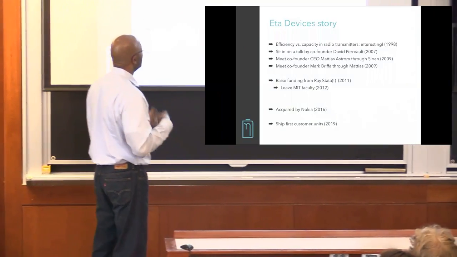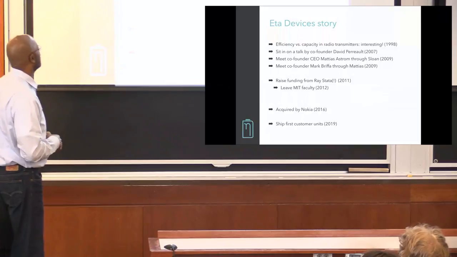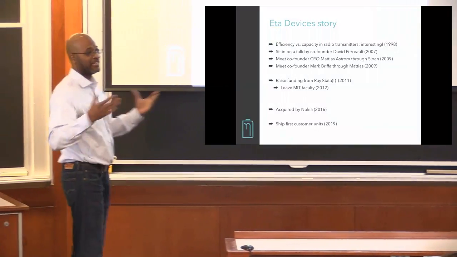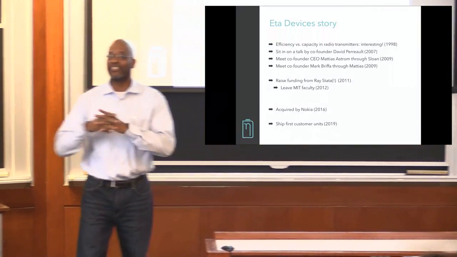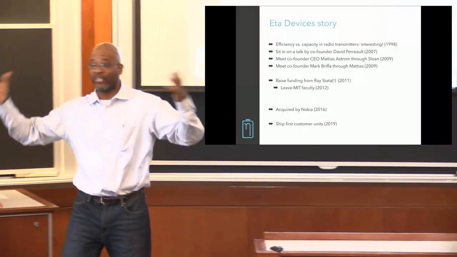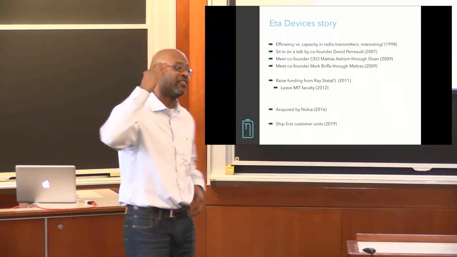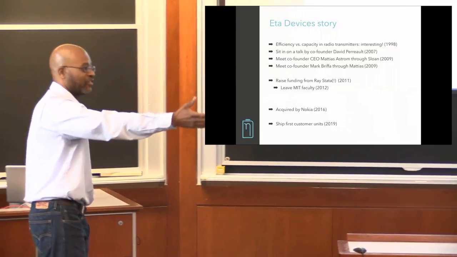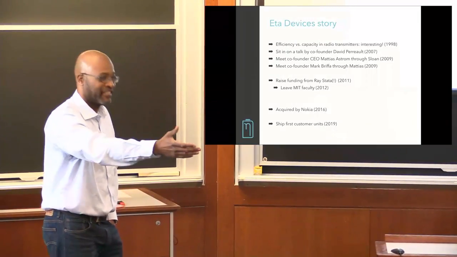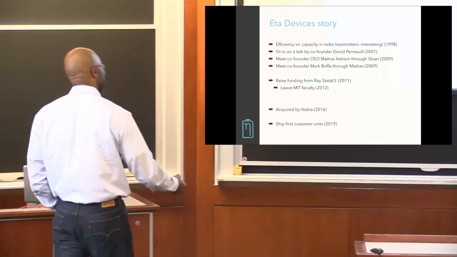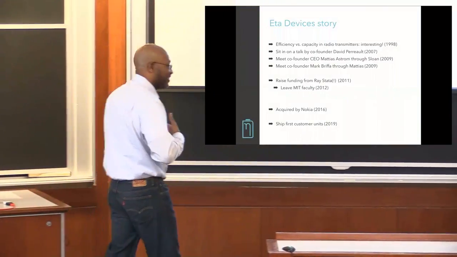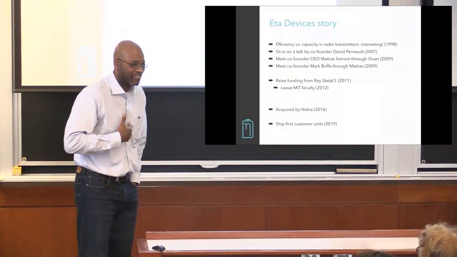Okay. So this is the Eta Devices story. The first piece is, what does that name mean? It turns out to be a branding disaster. ETA should be all caps. If you go to Spain, ETA is a terrorist organization, which is really unfortunate because when you go to the Mobile World Congress, which is in Barcelona every year, and you come in as Eta Devices, it gets people very concerned.